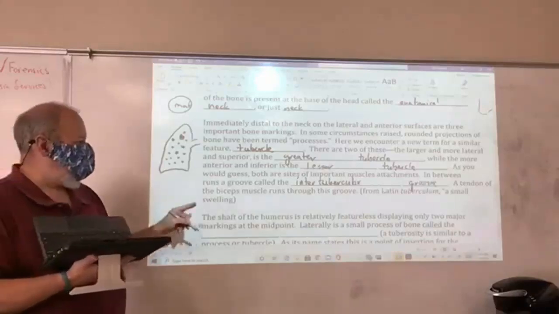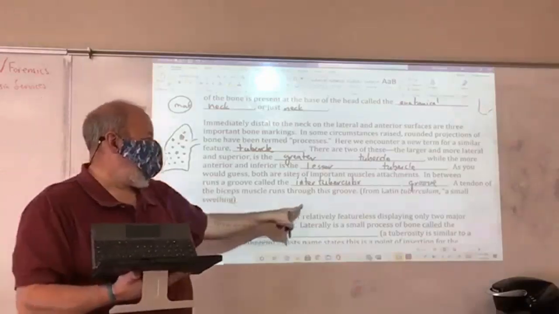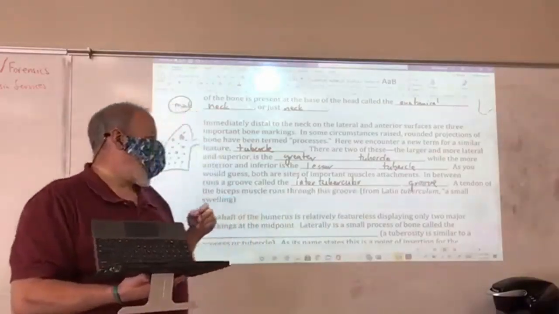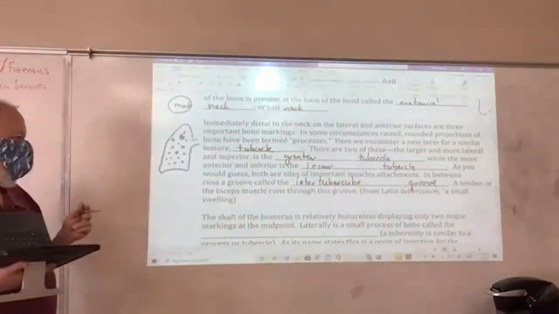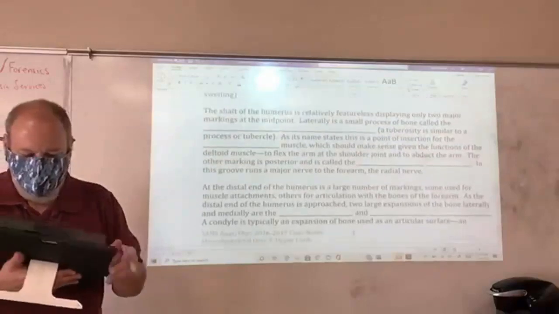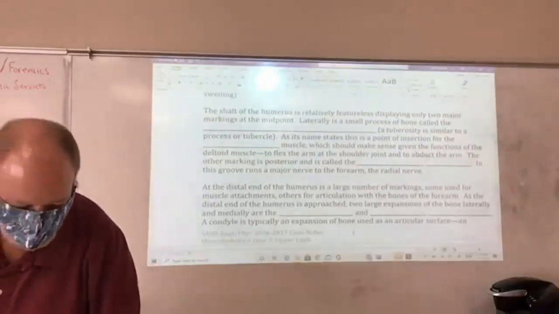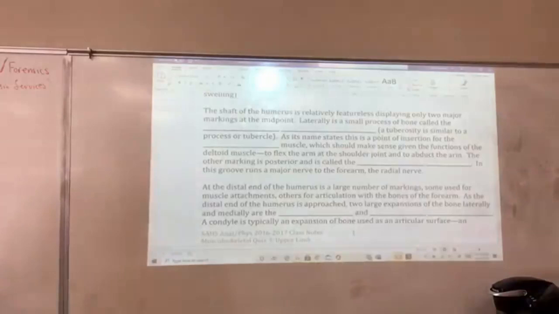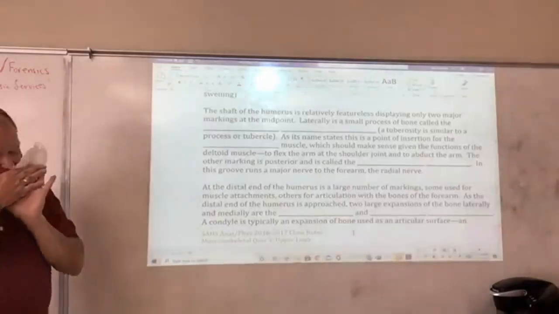And a tendon of the biceps muscle runs through that groove. And so this is from the Latin word tuberculum, meaning a small swelling. Okay? So I spent way too much time telling you about the meaning of the word tubercle. But you learned something about immune diseases in the process.